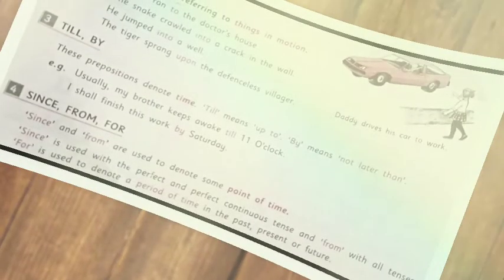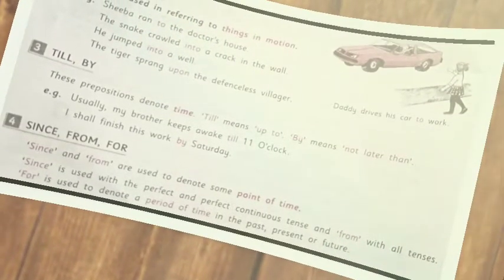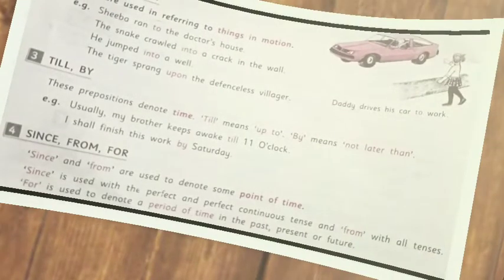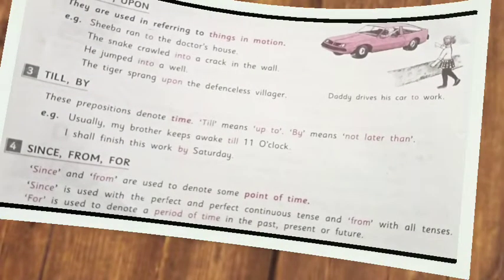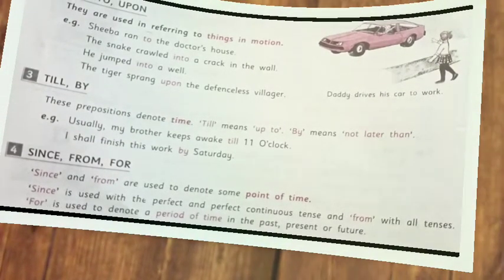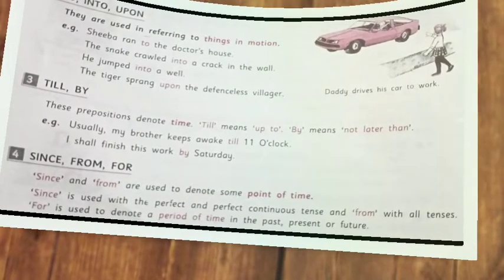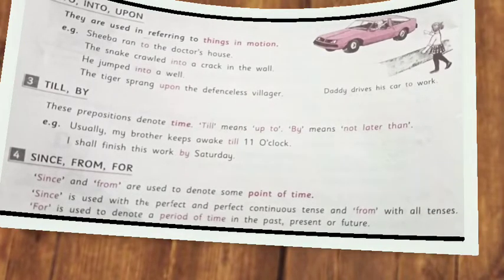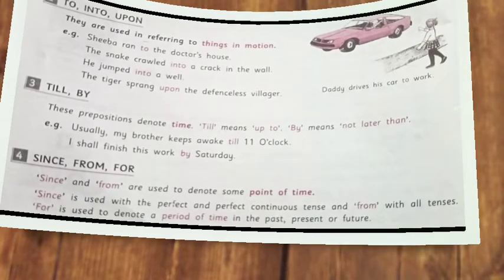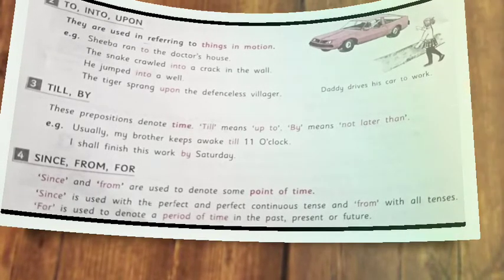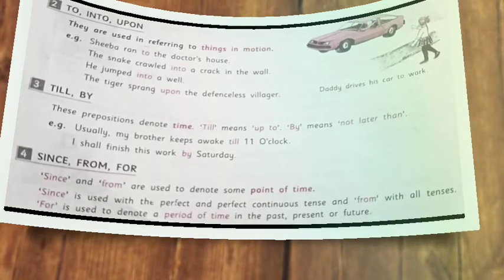Next prepositions are to, into and upon. For example, Sheba ran to the doctor's house. The frog jumped into a well. The tiger sprang upon the deer. Prepositions till and by denote time. For example, you wait here till I come back. I shall finish this work by Saturday.